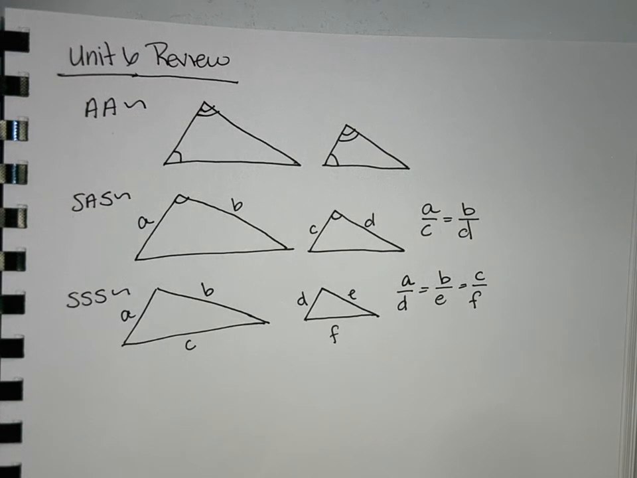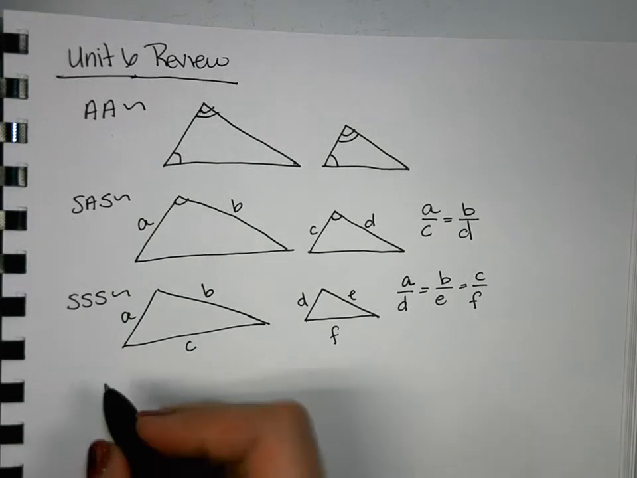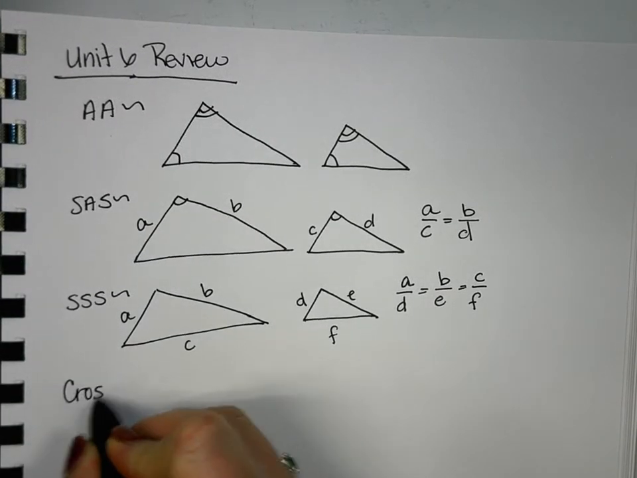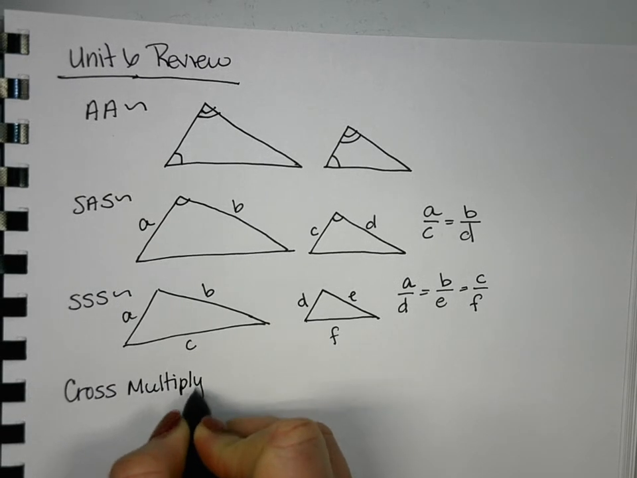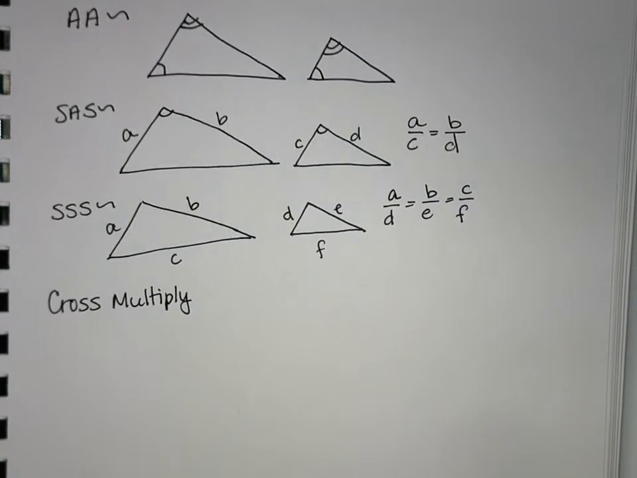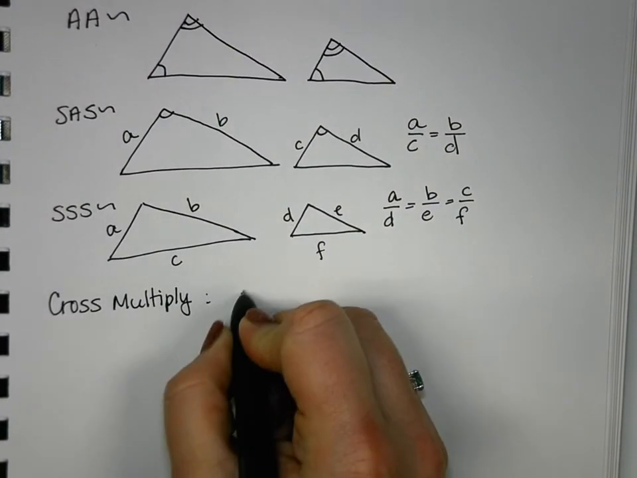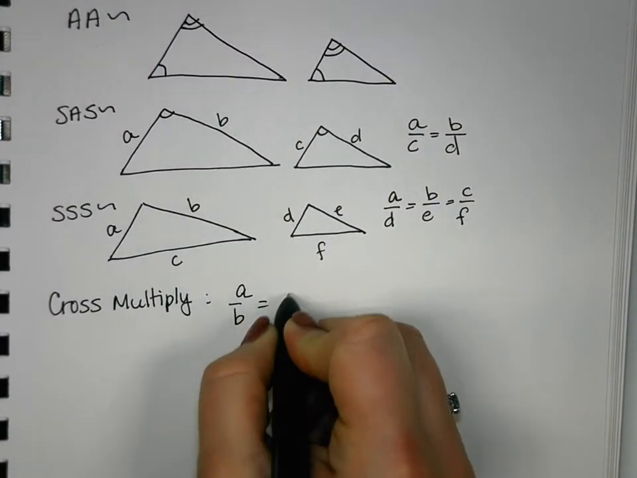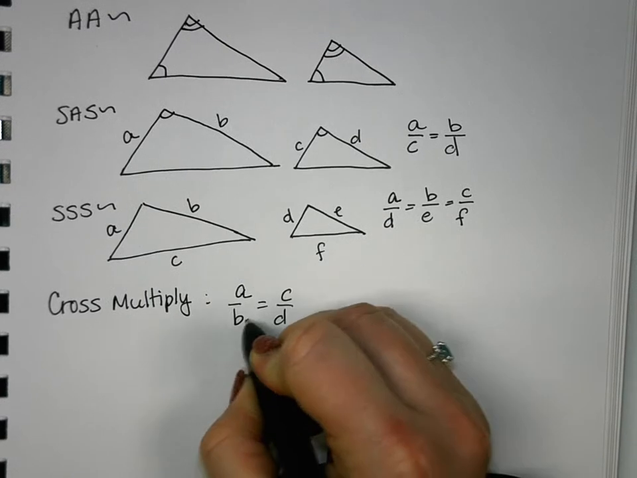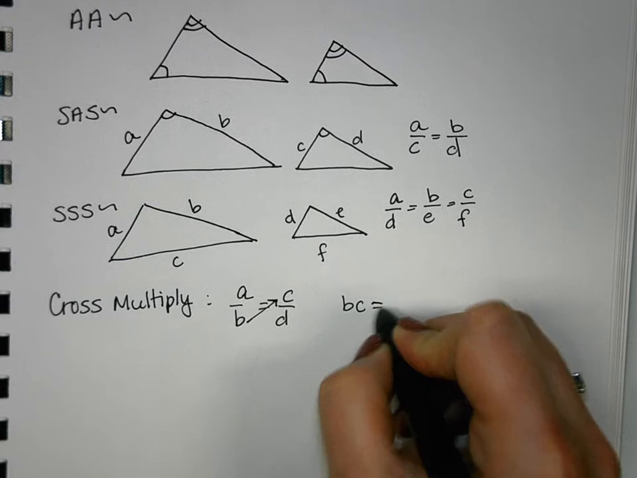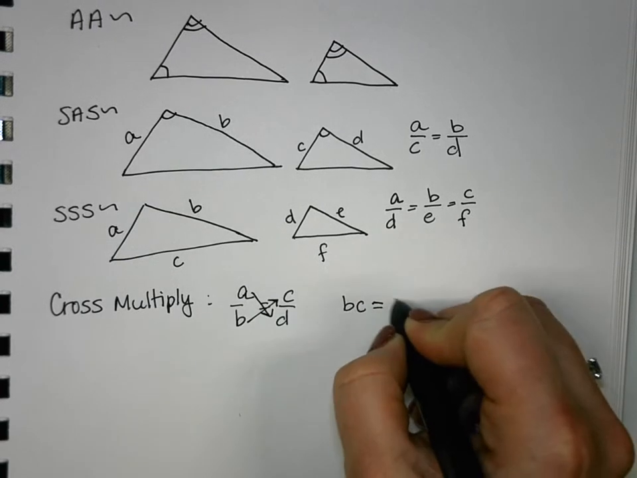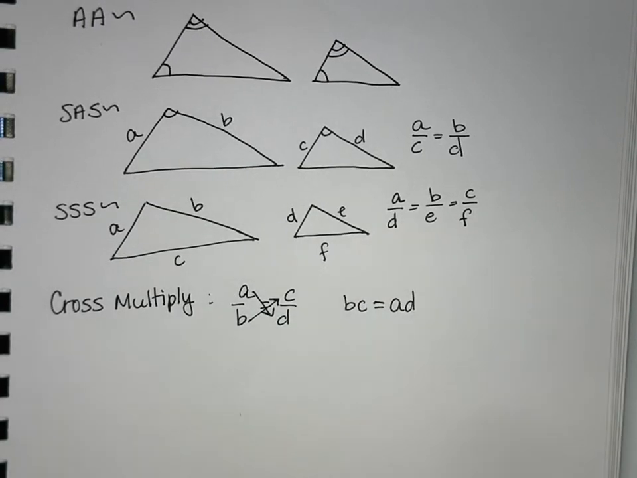All of these involved a lot of cross multiplying in this unit. So as a reminder on how to cross multiply, if you had A over B equals C over D, you would multiply across and get B times C equals A times D.